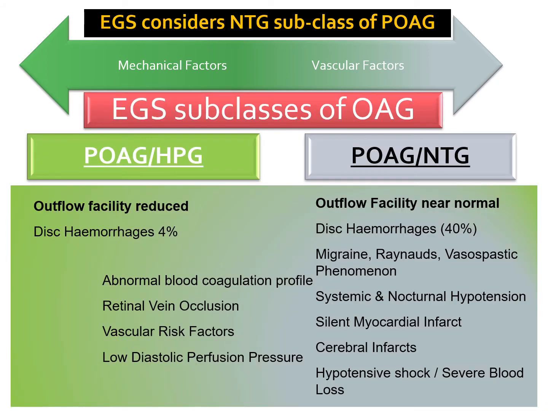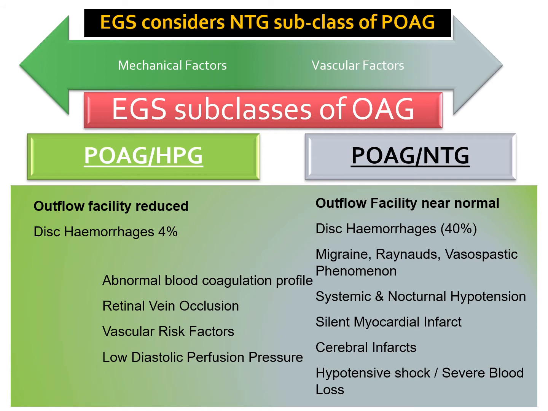The other thing about these things is other evidence apart from pressure. And I'm getting back to my bugbear about normal tension glaucoma being a subclass of POAG. Disc hemorrhages, for instance: about 4% of the glaucomatous population will show disc hemorrhages. I think the non-glaucomatous population is about 0.4% or something. But for people with normal pressure glaucoma, it's 40%.